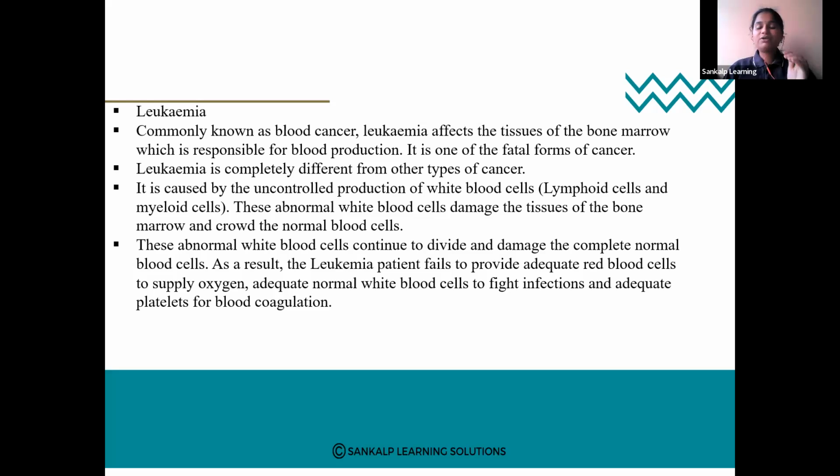It is caused by uncontrolled production of WBCs, white blood cells. The abnormal white blood cells damage the tissues of the bone marrow and crowd out and affect the normal blood cells also. These abnormal WBCs continue to divide and damage all the normal blood cells. As a result, the leukemia patient fails to provide adequate red blood cells. So when the red blood cell number decreases, there will be a decrease in the supply of oxygen. Adequate normal white blood cells fight infections and adequate platelets help blood coagulation. So overall, the blood cells will be affected here.